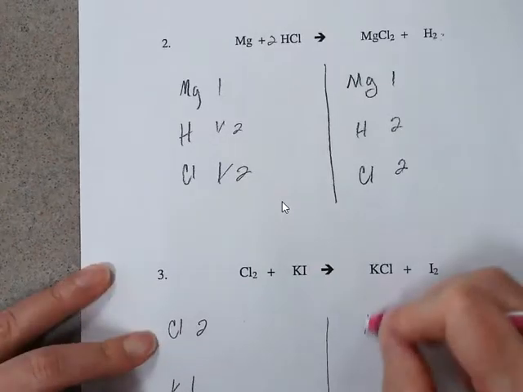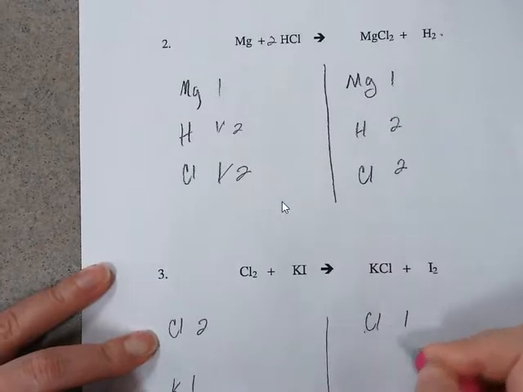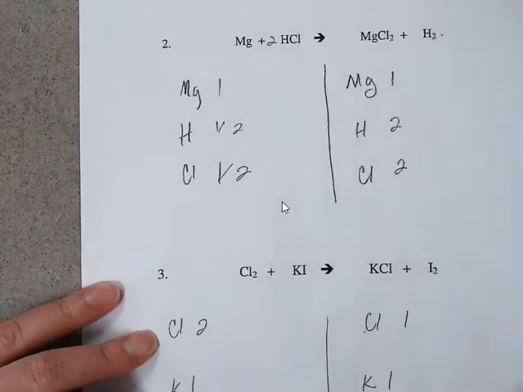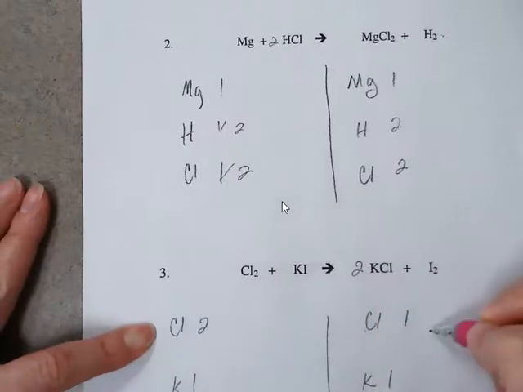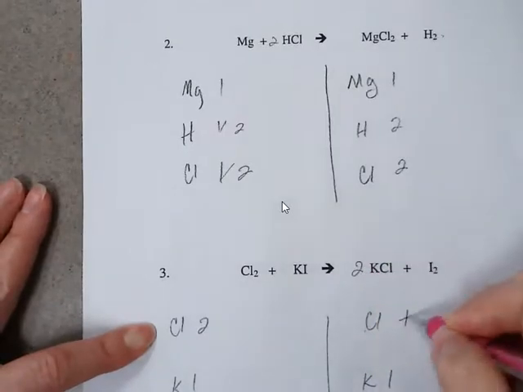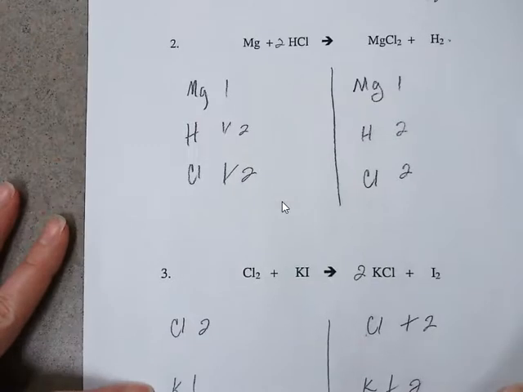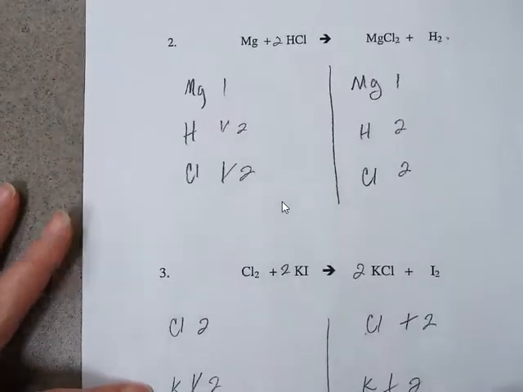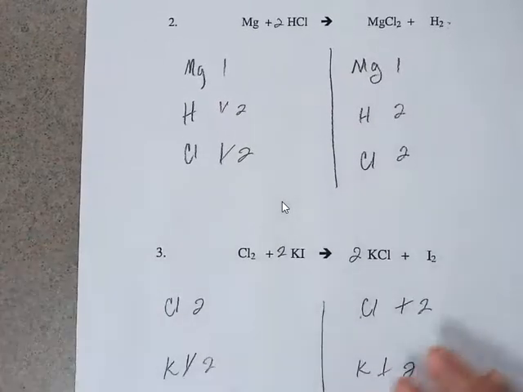Oops, I'm going to keep them in the same order. Sorry. So I need to increase my chlorines, which increases my potassiums. And I need to increase my iodines and potassiums. Now we have a balanced equation. Ta-da! All right, let's do some more.